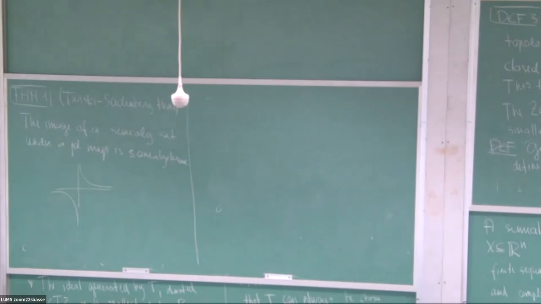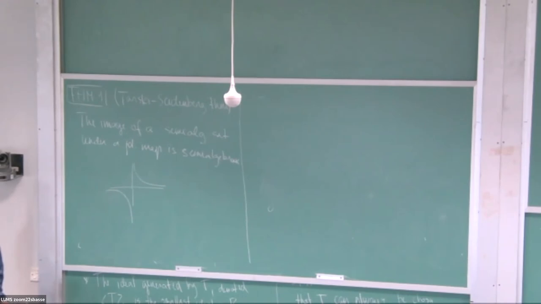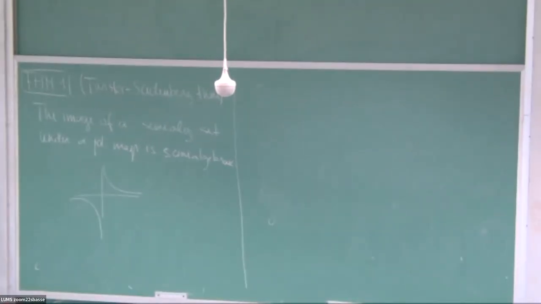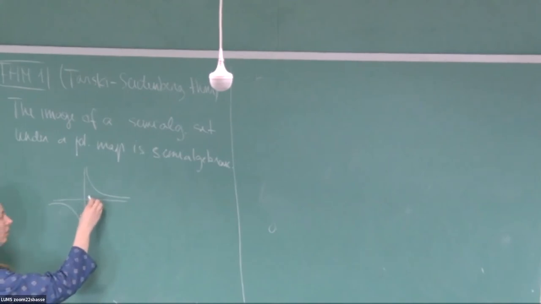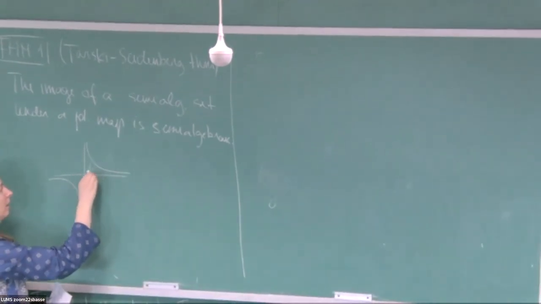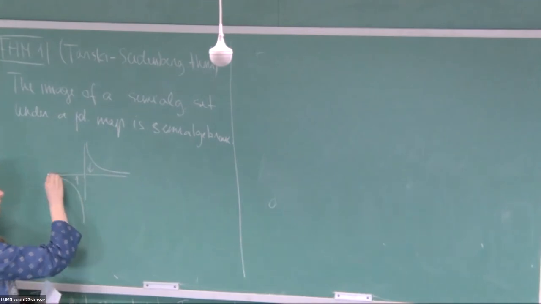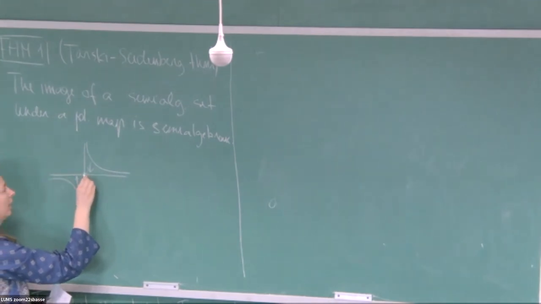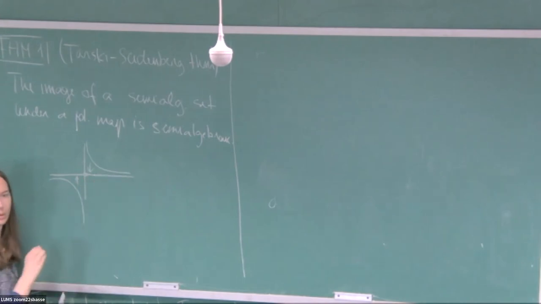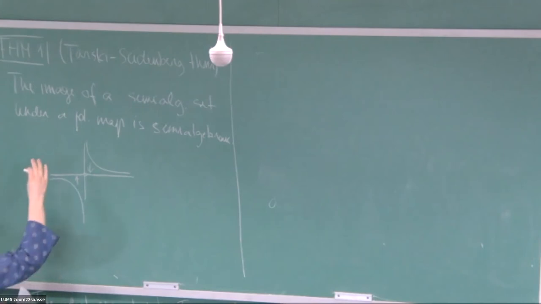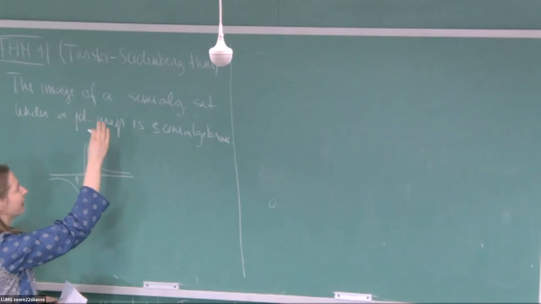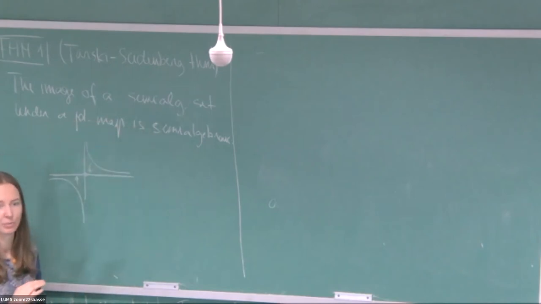This is at least the example that I know the best. If you consider the hyperbola, that's the variety of x times y minus one, and you consider the projection to the x coordinate, then you get everything but one point. And this is not an algebraic variety. But of course, it is true that the image of an algebraic variety under a polynomial map is a semi-algebraic set. So this is a semi-algebraic set, but it's not an algebraic variety.